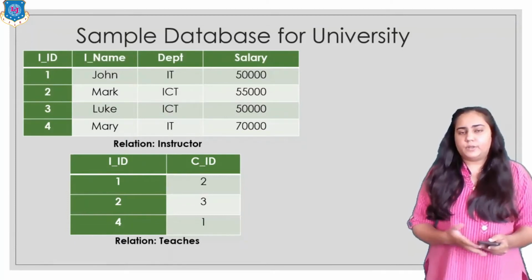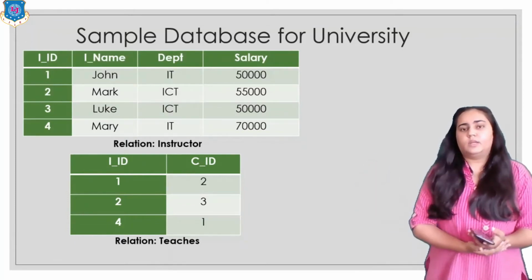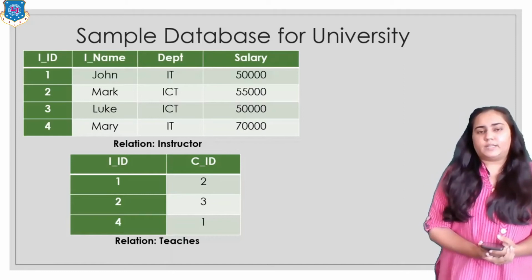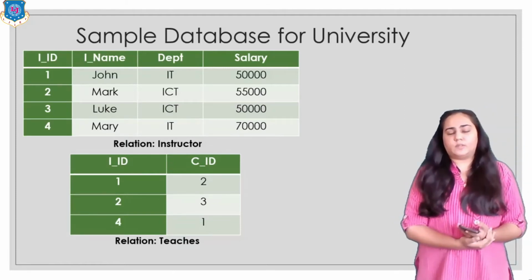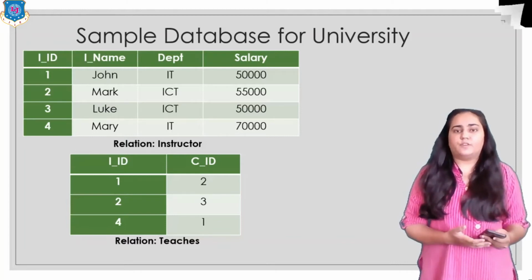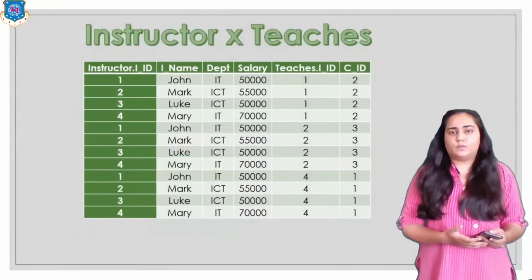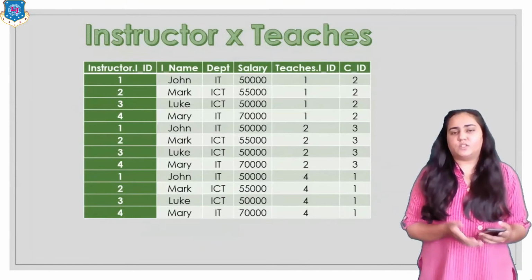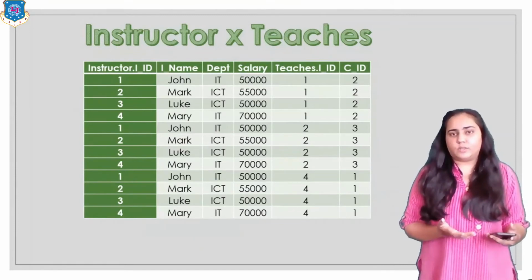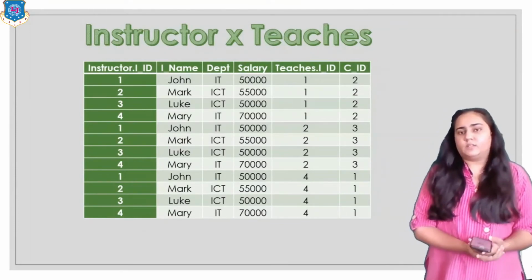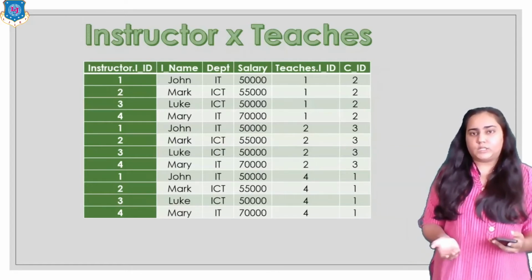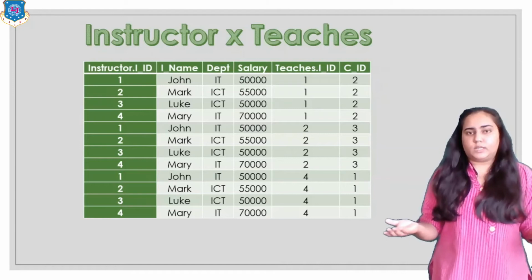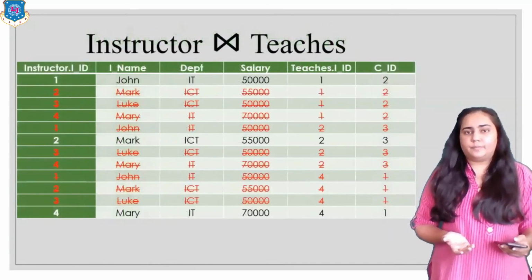Now consider these two tables, instructor and teachers, just these two. Using these two tables, I'm going to show you some variations of natural join. So first of all, if you do instructor cross teachers, a Cartesian product, then you will get these 12 rows, because there are 4 rows in instructor and 3 in teachers. And then there are totally 6 columns.